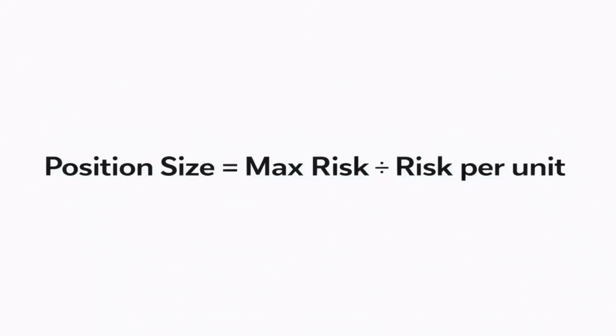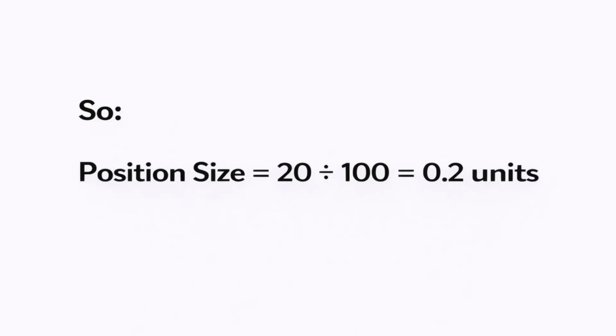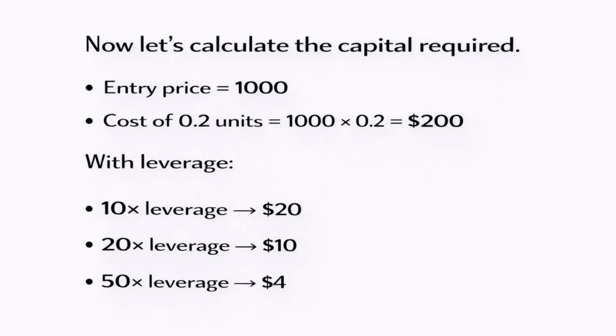Next, we use the same formula. Position size equals max risk divided by risk per unit. We always risk 2% per trade as a habit. 2% of 1,000 is 1,000 times 0.02 equals 20. So the position size is 20 divided by 100 equals 0.2 units. Now let's calculate the capital required. Entry price is 1,000, so the cost of 0.2 units is 1,000 times 0.2 equals $200.